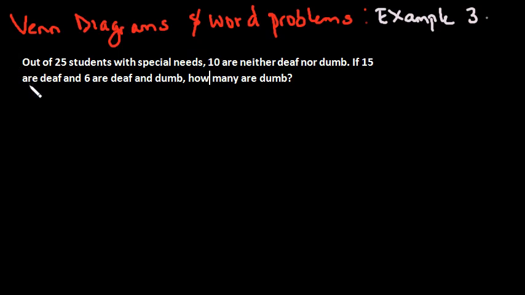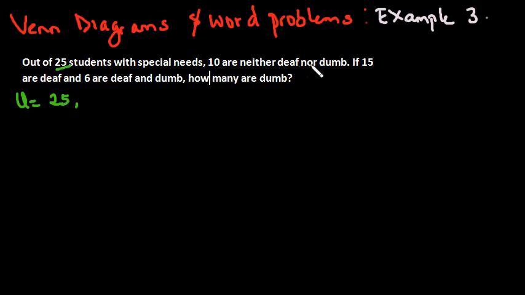Out of 25 students with special needs, 10 are neither deaf nor dumb. If 15 are deaf and 6 are deaf and dumb, how many are dumb? First step you have to do is to interpret this accurately. So let's list out all the parameters that we have been given. Out of 25 students, 25 will be our universal set. So our universal set is 25.